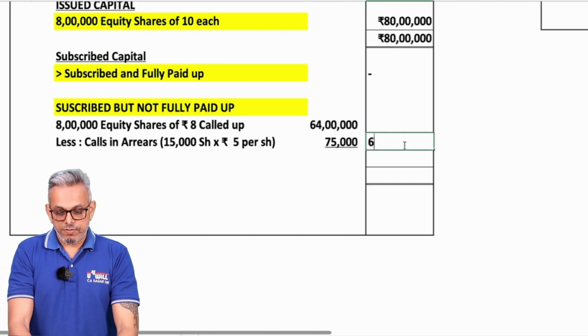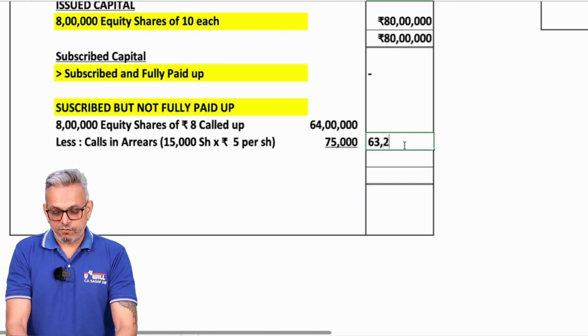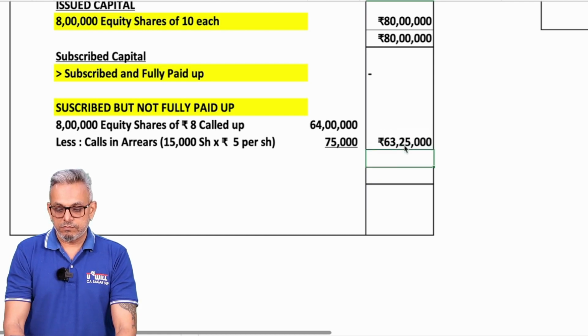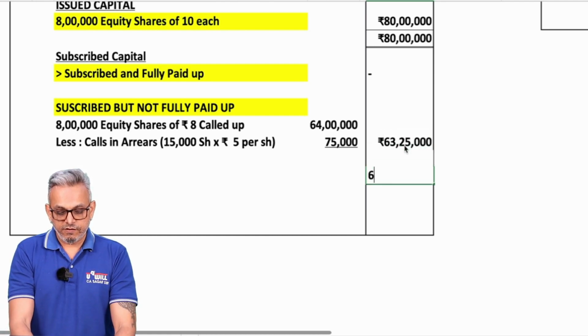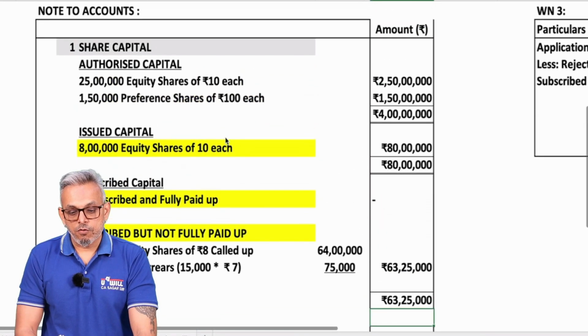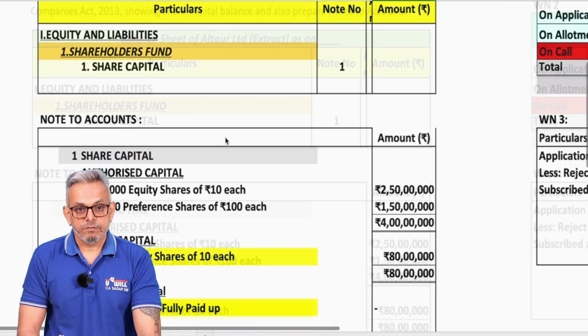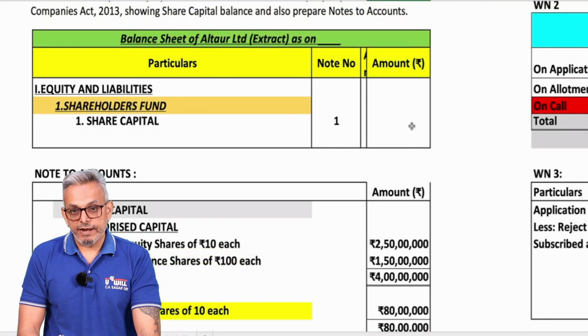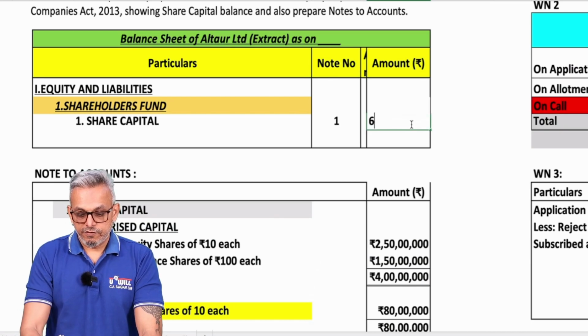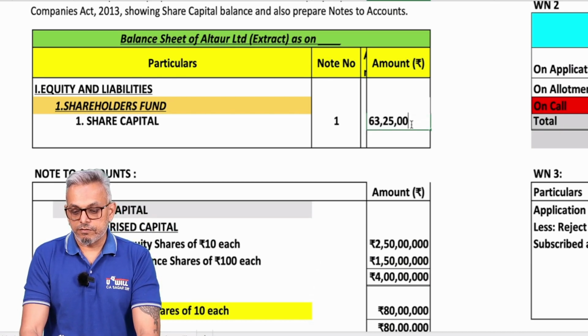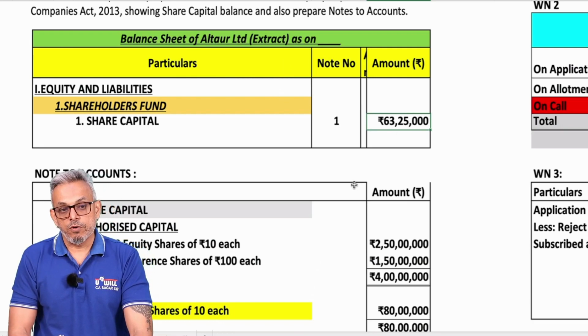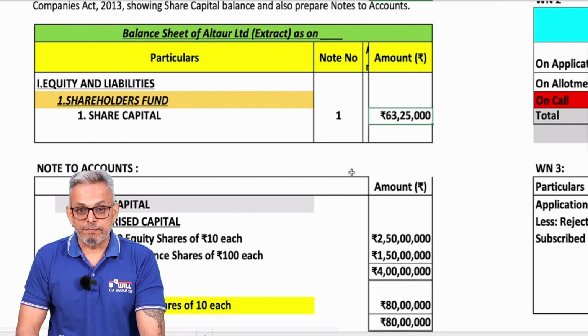So now the outer column, 63,25,000. And total 63,25,000. So this is how we will be presenting the complete information. Now, don't forget to write the amount over here, 63,25,000. This is most important. Don't forget to write this amount over here. Otherwise, your answer is incomplete.